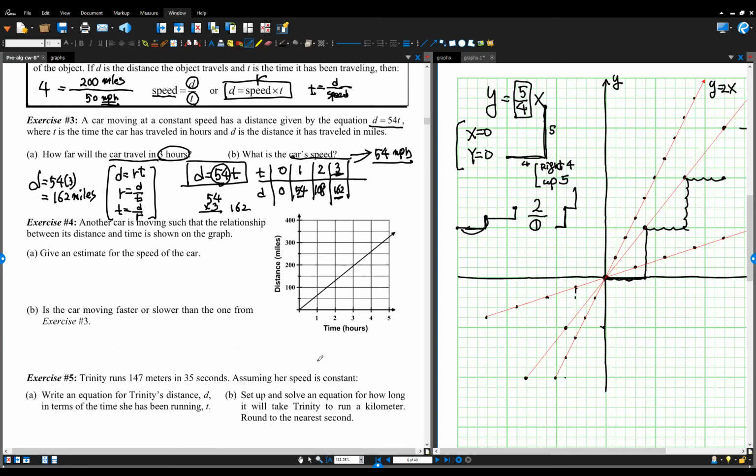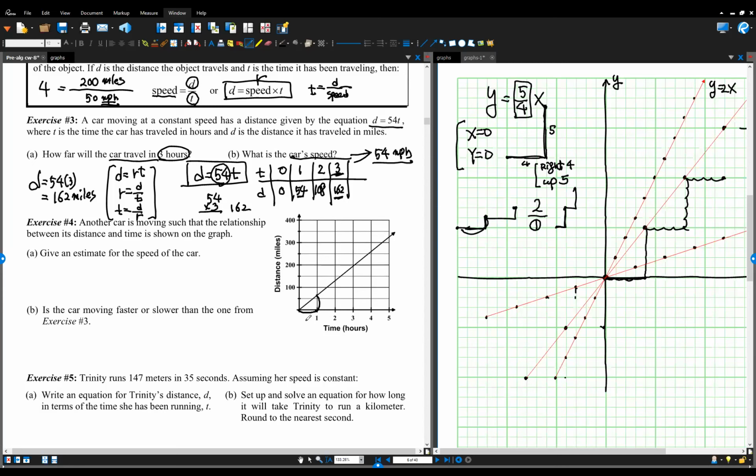All right, exercise four. Now move on to exercise four. Yeah, we have a graph there. What is the speed of the car using this one? Speed of a car is what? Distance when traveling 1 hour, right? When traveling 1 hour, that distance is the speed. That's approximately what it is.